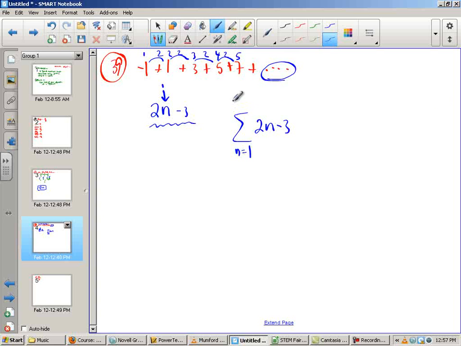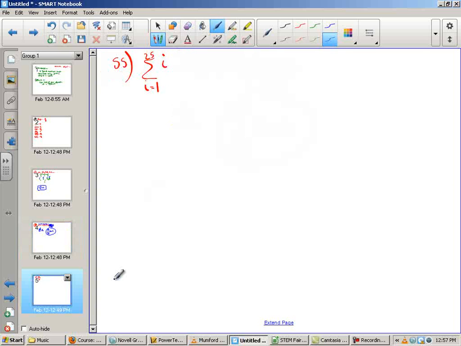this ... that comes after tells me it goes forever. Forever is infinity. If I had only stopped at 5, let's say that I stopped right there, then I would put a 5 here instead of infinity. Okay, otherwise we're the same. And that's our answer.